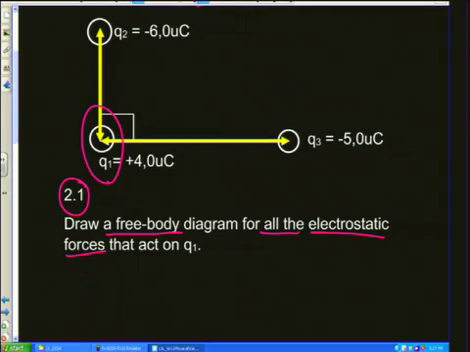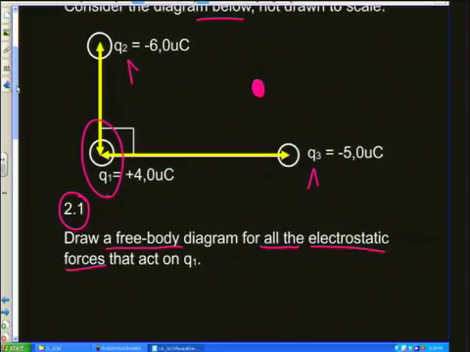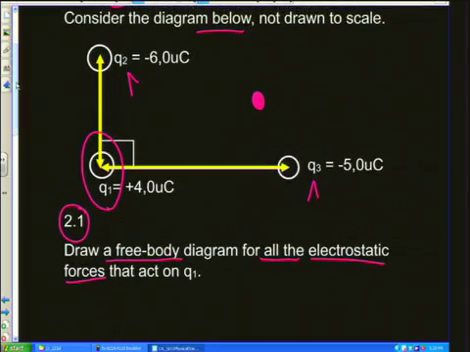And therefore, we are going to show only two forces here, because the electrostatic forces on Q1 are a force due to Q3, and also a force due to Q2. That would mean I would have my dot to represent the sphere. Remember how to do force diagrams, free body diagrams. You use a dot to represent that object. And then we know there's a force of attraction here between Q1 and Q3. So this will be the force on Q1 due to Q3.